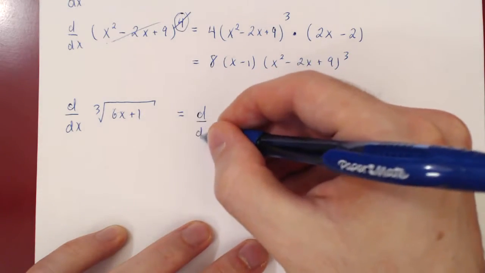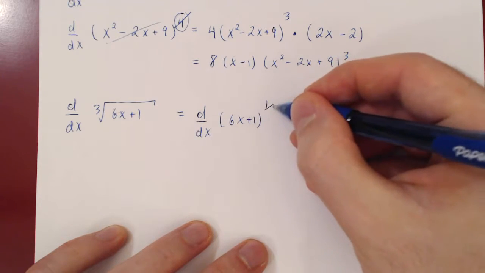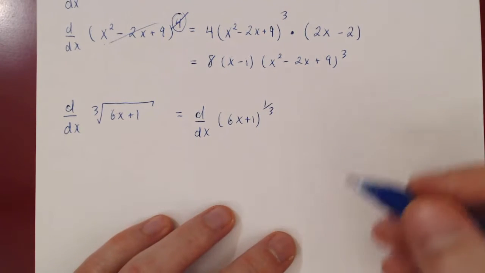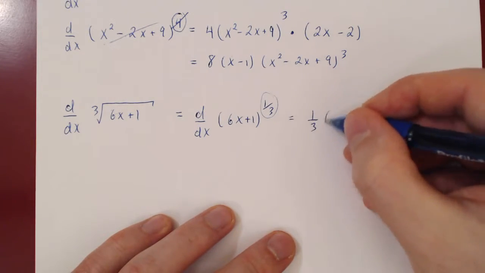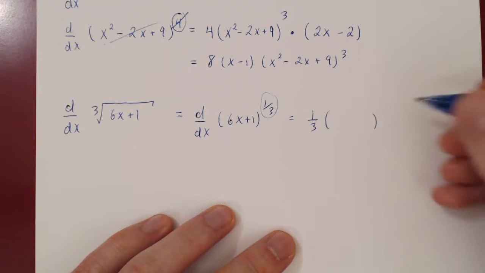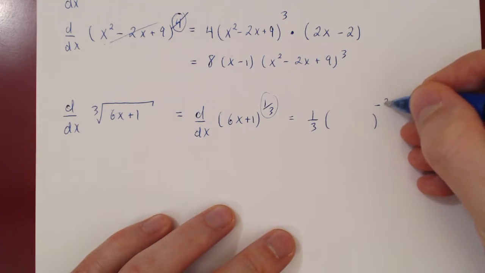But before we differentiate it, let's recall that the cube root is just the power of 1/3. So 1/3 is the outside function. We differentiate with the power rule: bring the exponent down, subtract 1 from the exponent. A third minus 1 is negative 2/3.